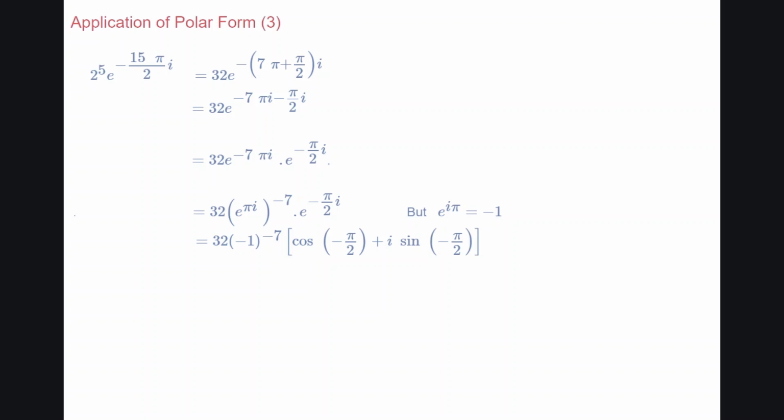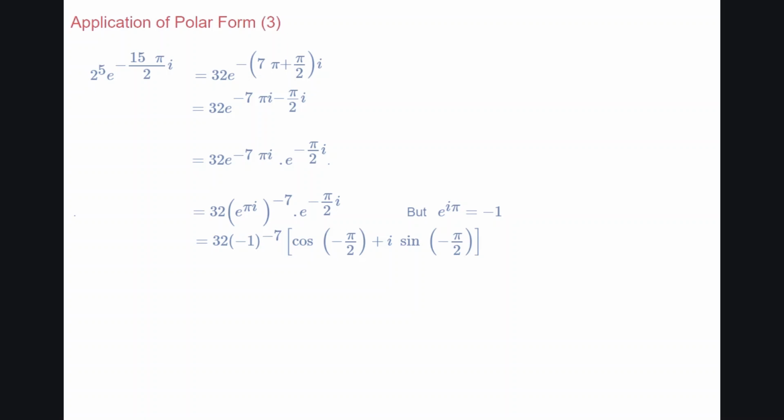Now we'll use another index rule that says when you've got a term in index form and it's raised to another power, you multiply the indices. So we will take that one going backwards as well and write 32 e to the pi i to the power of minus 7, because the power pi i times minus 7 is minus 7 pi i. So we use that index rule going backwards. And then we've got times e to the minus pi on 2 times i.